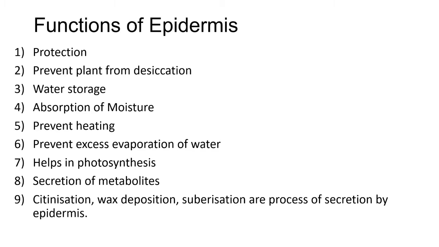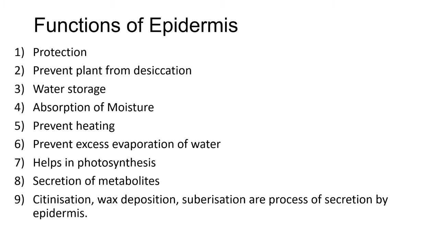Now let's see the functions of epidermal tissues. What are the functions? The thick cuticularized epidermis gives protection to the inner tissue from different external forces and provides resistance against insect and pathogen. That means they protect the plant body from the rate of transpiration, from high temperature, and from pathogen attack or insect attack. Second function is that the thick cuticle prevents the plant from desiccation.